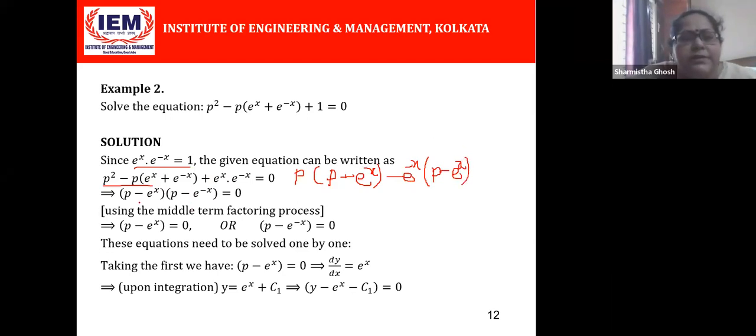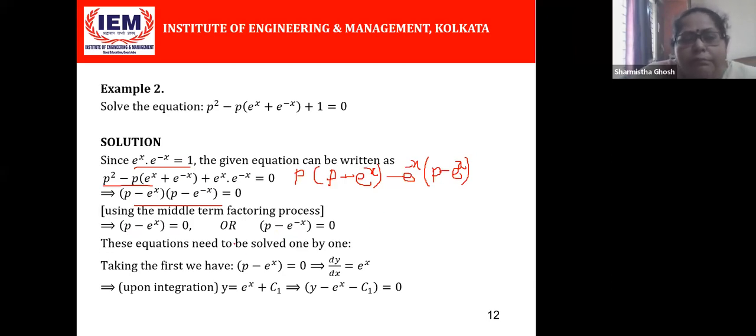So now you can easily relate to this line. Basically we are getting the two factors, (p - e^x)(p - e^(-x)) = 0. So we have factorized this using the middle term factoring process. Which process you use for factorizing is up to you. We have just tried to put up different ways. So we now have two linear factors: one is p - e^x = 0, and the other is p - e^(-x) = 0. Therefore they need to be solved one by one.